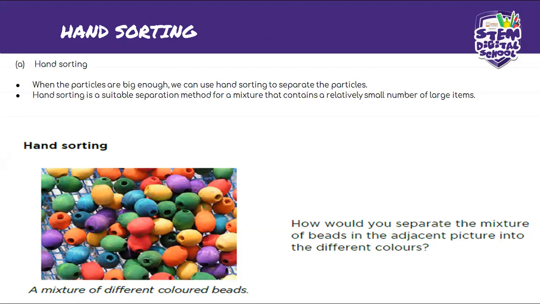Hand sorting. Here you can see a mixture of different colors of beads. So how would you separate the mixture of beads in the adjacent picture into the different colors? Here you are going to hand pick them into different colors. That is what is called hand sorting.